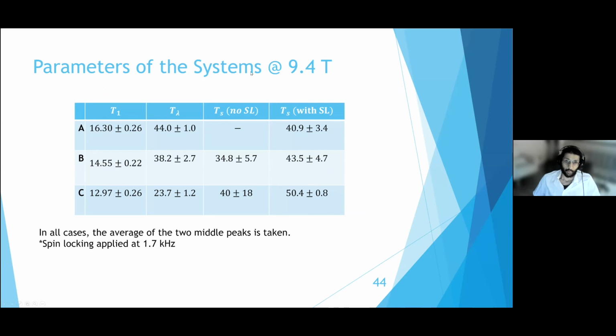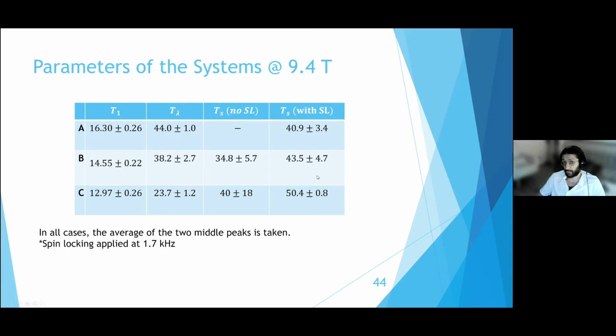So these are the parameters that we measure, like let's say by doing a range of relaxation experiments. There's your T1, which has a fairly predictable relationship here. There's your T lambda, which is more interesting. It goes from 44 seconds in the most, or the system closest to equivalence, and then it reduces to 23.7 seconds.